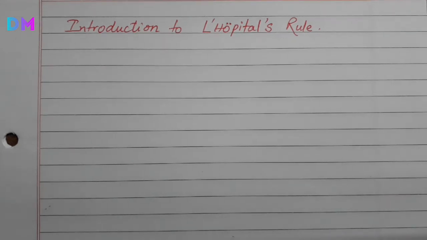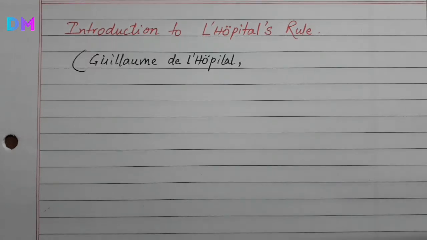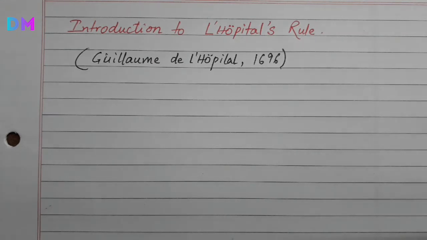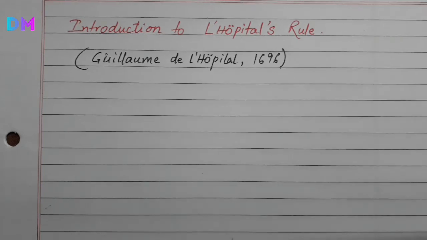L'Hopital's rule was first introduced by the French mathematician Guillaume de L'Hopital in the year of 1696. But it is believed that this rule was first introduced to Guillaume de L'Hopital by a Swiss mathematician Johann Bernoulli in the year of 1694. Now let's not talk about the history. Here we will know what is the L'Hopital's rule.